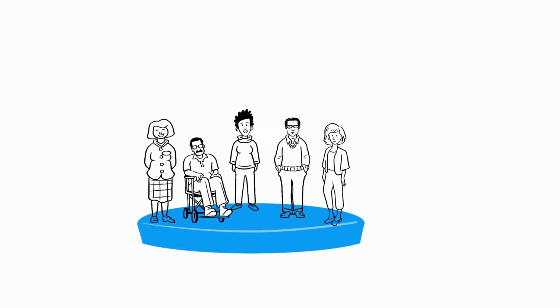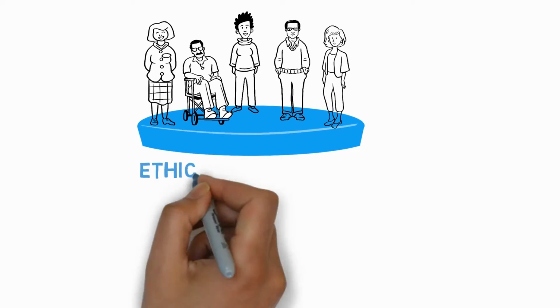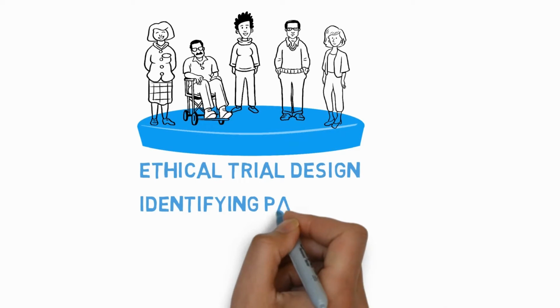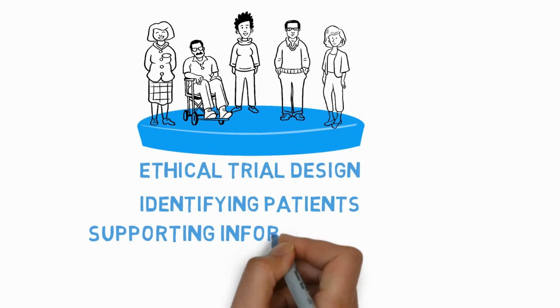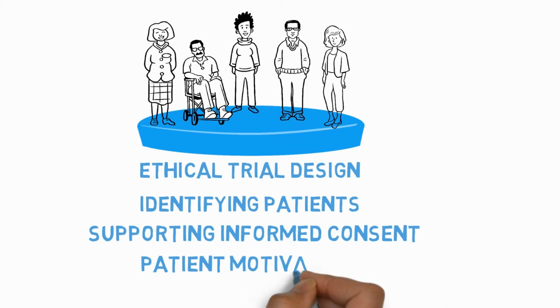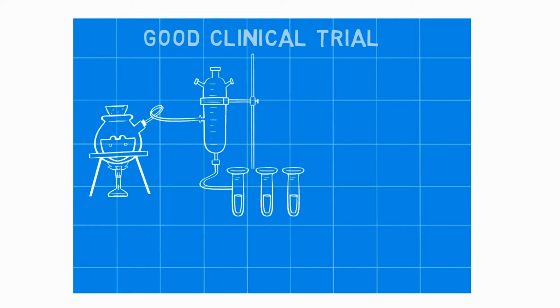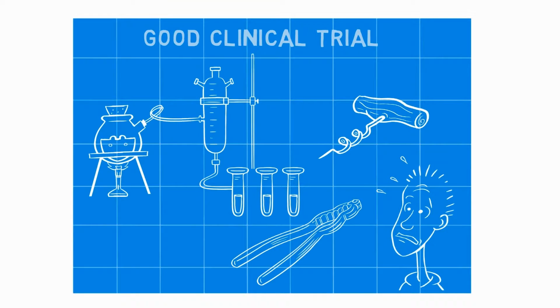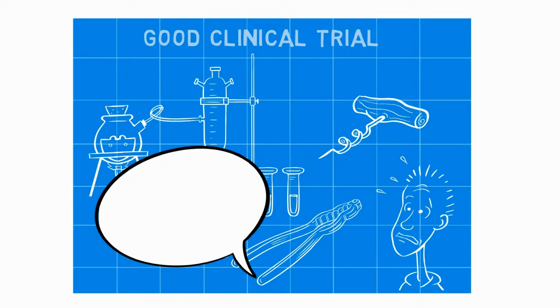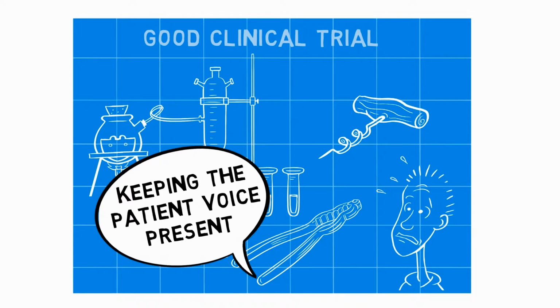Patient groups play a key role in 4 aspects to patient recruitment: ethical trial design, identifying patients, supporting informed consent, and patient motivation. To recruit patients, the first step is to design a good clinical trial. Clinical trials depend on numerous and accurate tests. However, if there are too many tests or they are too invasive, patients can be put off and quit. Patient groups can help here by advising on acceptable levels of clinical demand on patients and keeping the patient voice present at all levels of clinical trial design.